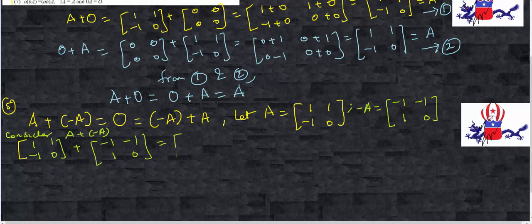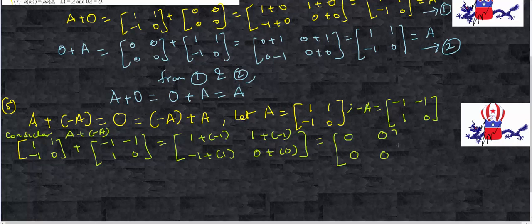This can be rewritten as 1 plus negative 1, 1 plus negative 1, negative 1 plus 1, 0 plus 0. So 1 plus negative 1 would clearly give me 0, followed by another 0, then a 0, followed by a 0. This is actually the null matrix, which is represented as 0 or O.